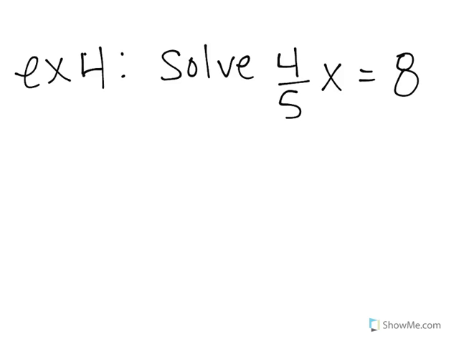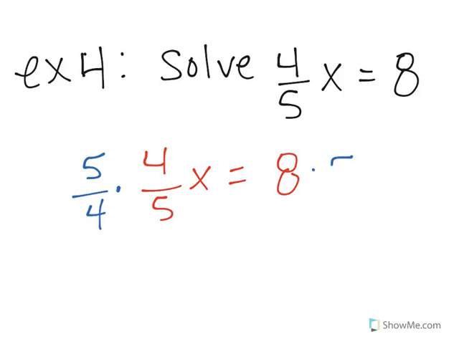Now I'm going to use the idea of reciprocals in order to solve for an equation. So with the equation 4/5 times x equals 8, I'm just going to rewrite the equation here. What I'm going to do is multiply both sides of the equation by the fraction that's next to my variable. My variable is x, and my fraction next to my variable is 4/5. Now I know the reciprocal of 4/5 is 5/4. So I'm going to multiply this side of the equation by 5/4, and I'm going to multiply this side of the equation by 5/4.